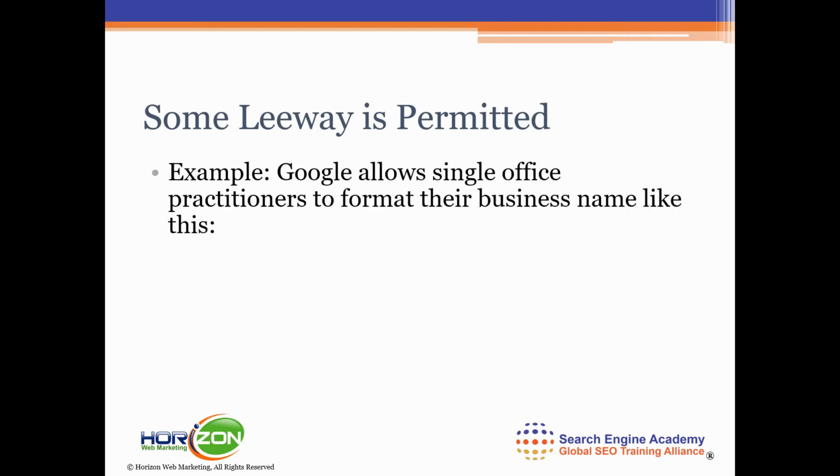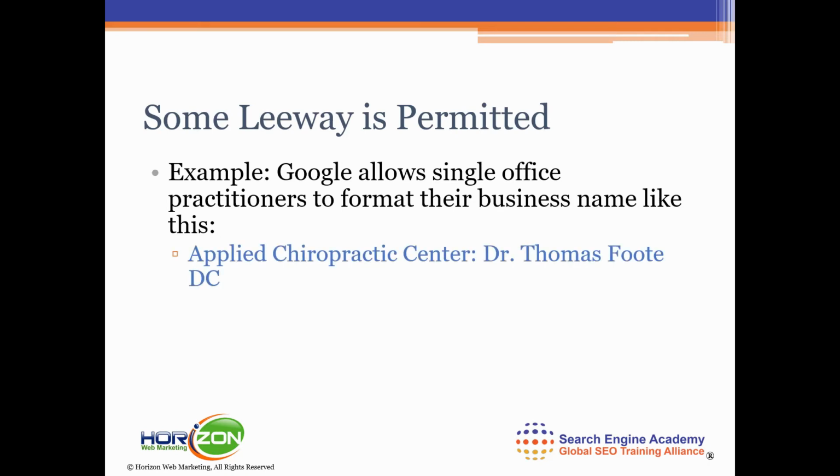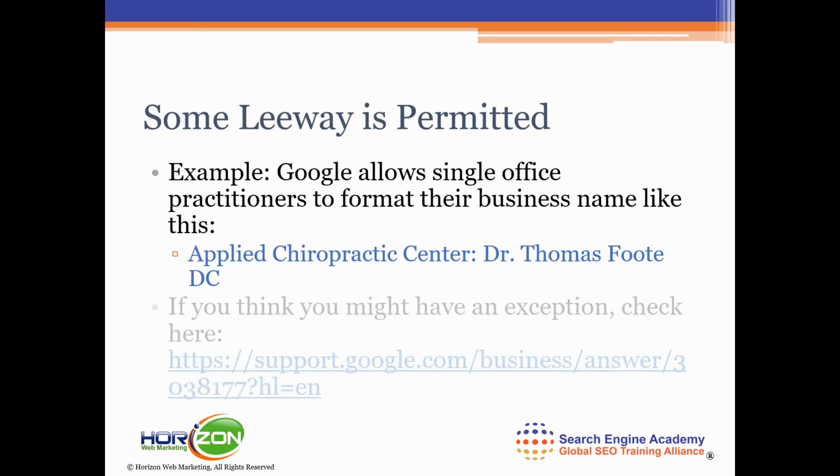That having been said, Google does permit some leeway in certain specific situations. The one that comes to mind most quickly is that Google allows single office practitioners to put both the name of their practice and the practitioner's professional name into the Google My Business name. Here's an example. We have a customer that does chiropractic services. His name is Dr. Thomas Foote, but his business name is Applied Chiropractic Center. In this circumstance, because a single practitioner is often known to their customers both ways, Google does permit it to be formatted like this with a colon and then the practitioner's name after the colon. Now, this would not work for an office where there are multiple practitioners.